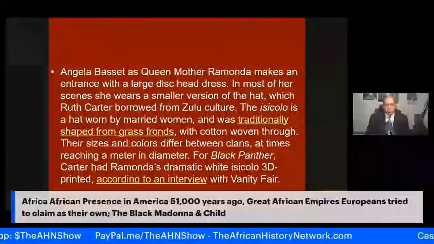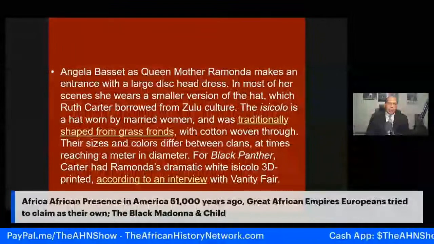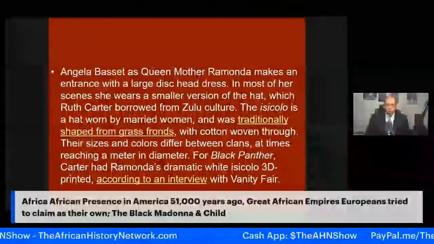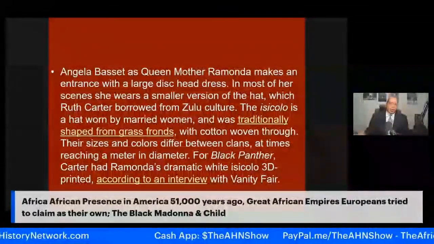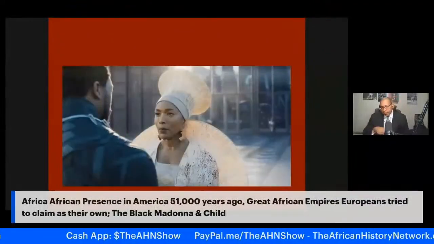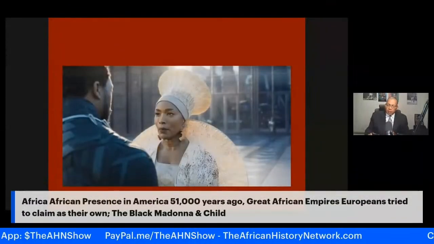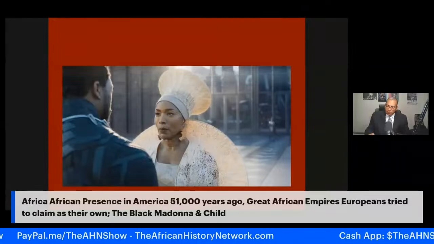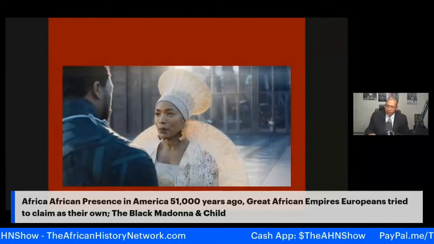For Black Panther, Ruth Carter had Ramonda's dramatic white Isicolo 3D printed according to an interview with Vanity Fair. And here's a picture of her with the Isicolo right here. Okay.